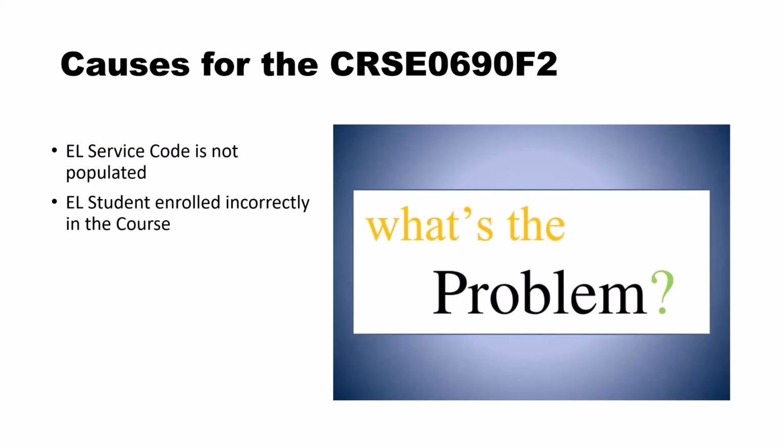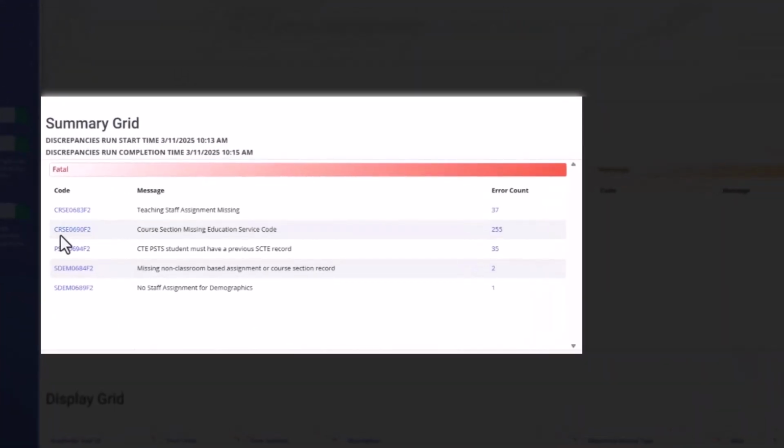And so either you're going to populate the education service code to resolve the error, or you're going to remove the student who's the EL student triggering the error out of the course. All right, let's go into a demonstration of how to identify and resolve an example of the CRSE 0690F2 error.